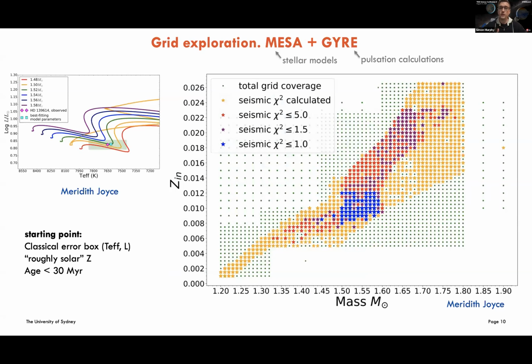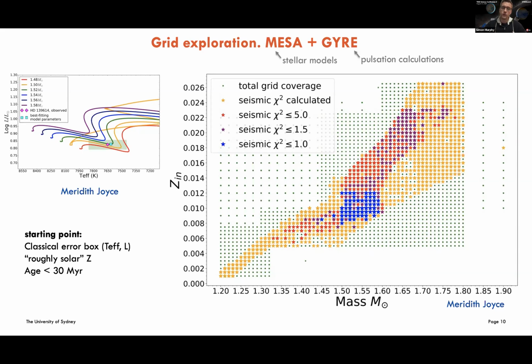So we constructed a grid using MESA and Jaya, and our starting point here, I'm showing this in an HR diagram in the top left, was this little green box, and that's the classical error box in temperature and luminosity. We used a roughly solar metallicity as our starting point, and we put a prior on age that the star should be less than 30 mega years old, and we know that based on the stellar association.